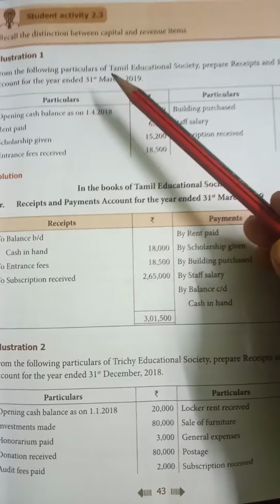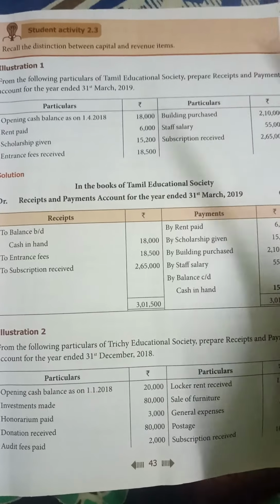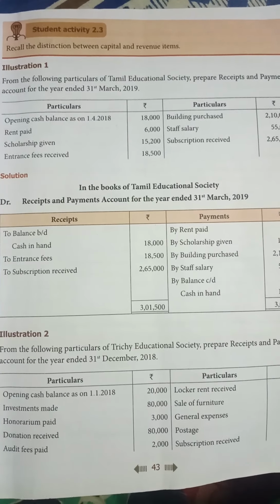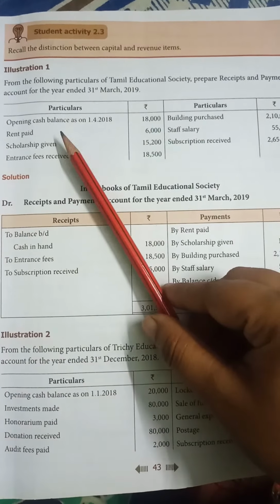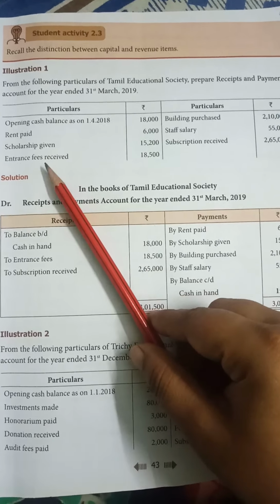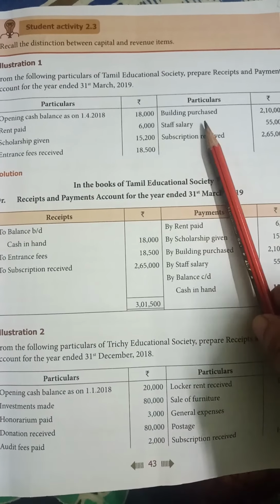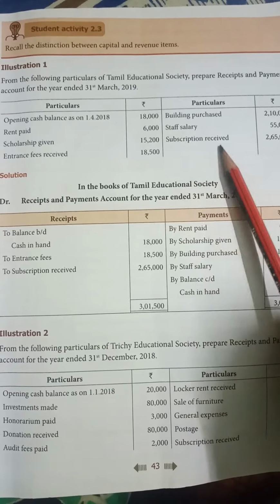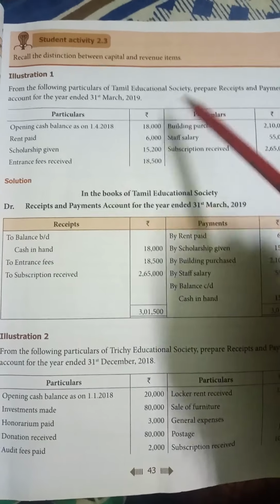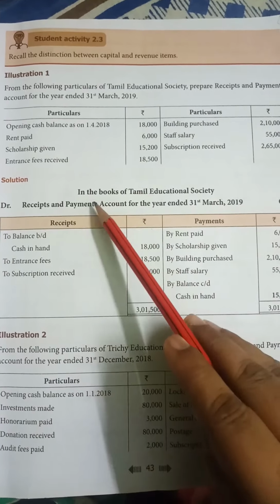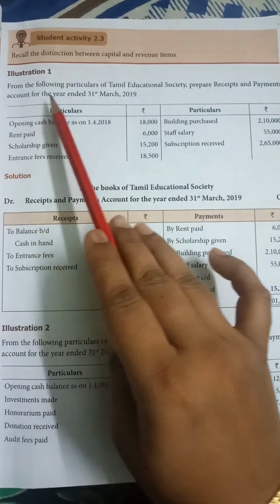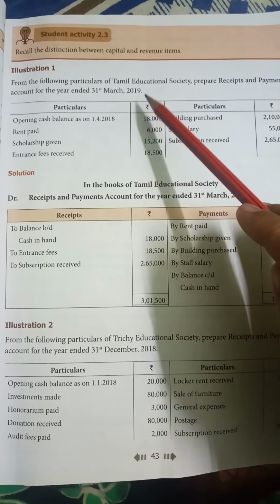Now moving on to the illustration. From the following particulars of Tamil Educational Society, prepare the receipts and payments account for the year ended 31st March 2019. Here you have opening balance of cash, rent paid, scholarship given, entrance fees received, building purchased, staff salary, and subscription received. These are the accounts you have in that particular society. Now the format for entering this is: in the books of Tamil Educational Society, receipts and payments account for the year ended 31st March 2019.